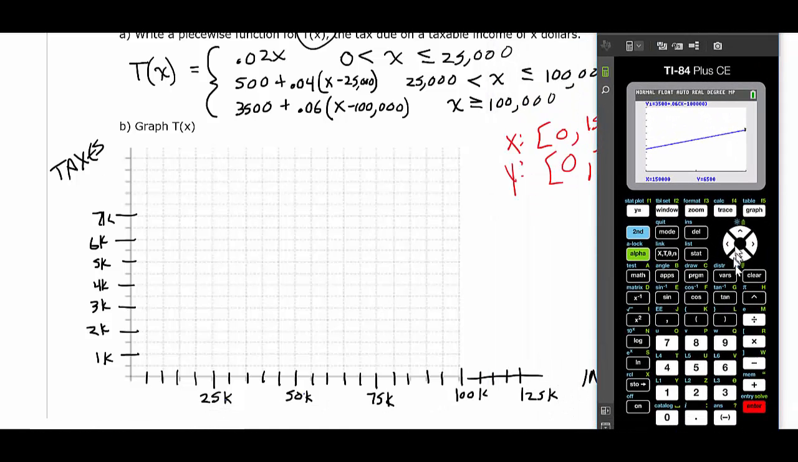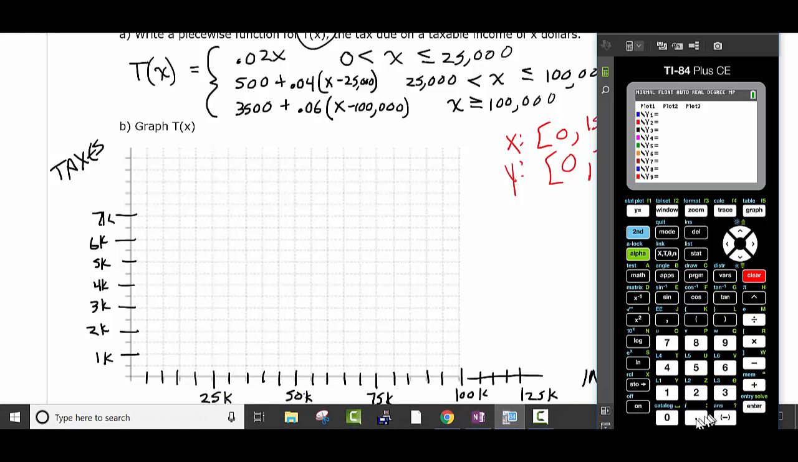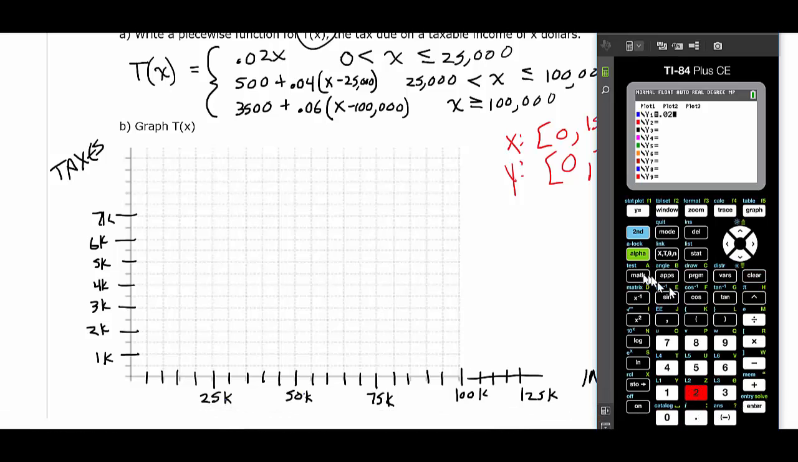So the first thing I'm going to do is graph 0.02x, which is a line. I'll talk about how we're going to do the window on this. And y equals? Yeah, y equals 0.02x, because all we're going to do is get 2 points. They're just lines anyway. So for the window, do the window like this. You're going to go from 0 to 25,000 because that's what the problem says.